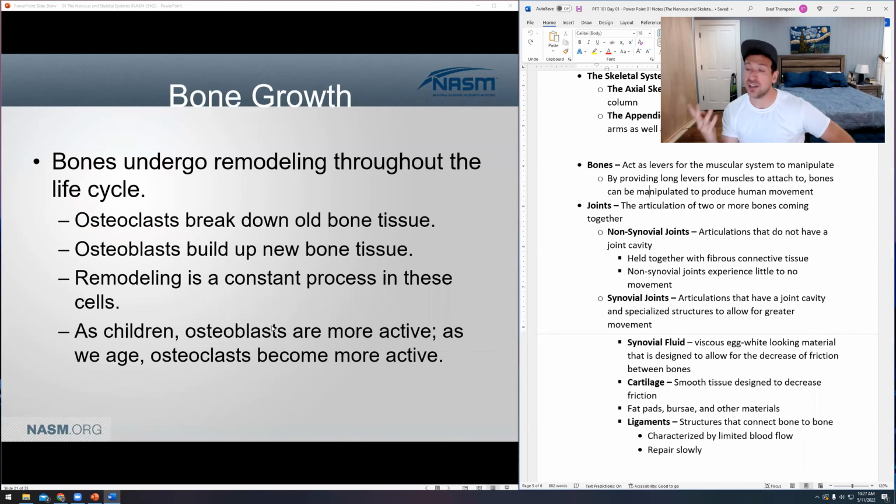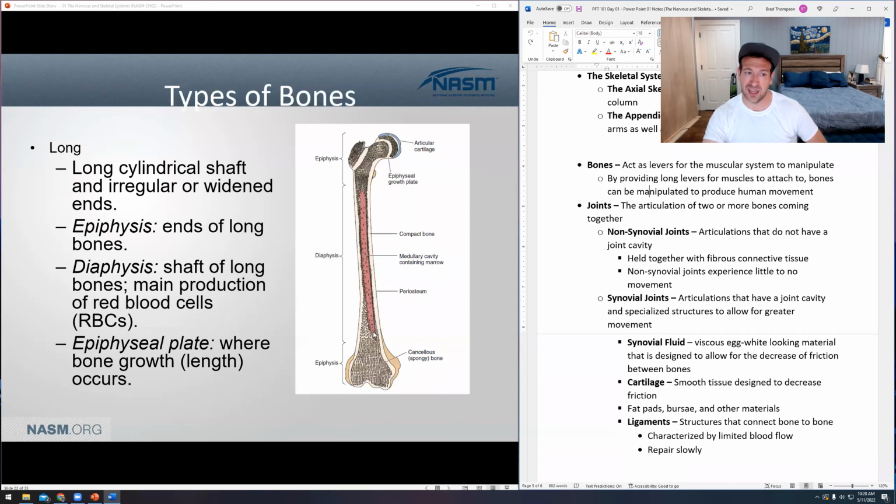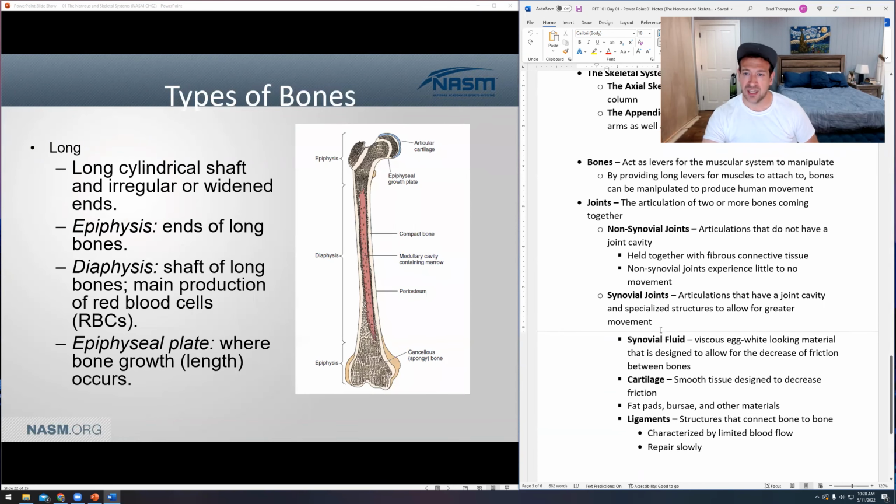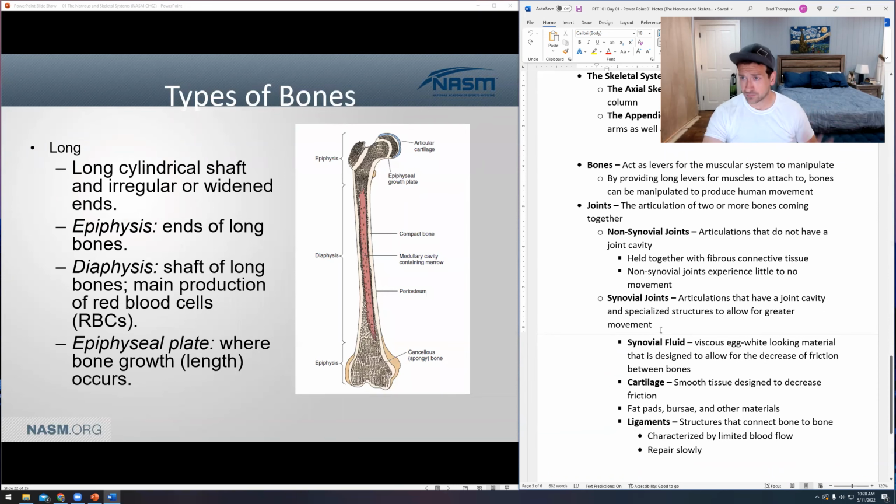When we're kids, our osteoblasts, our bone makers, are really, really active. And then as we get older, unfortunately, our osteoclasts become more active, which is one of the reasons why seniors struggle with bone density issues so often. And it's one of the reasons why it's so important to stay physically active as seniors. So that's how our bones are going to grow.